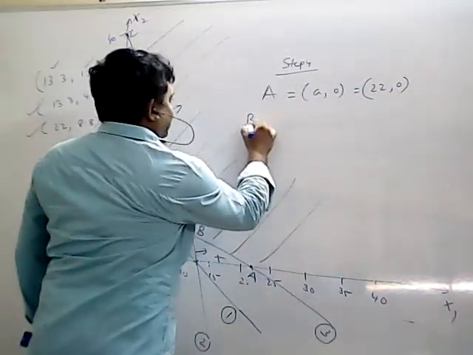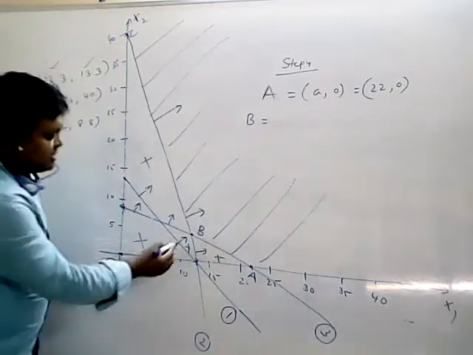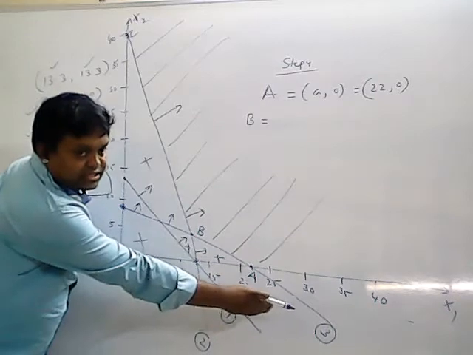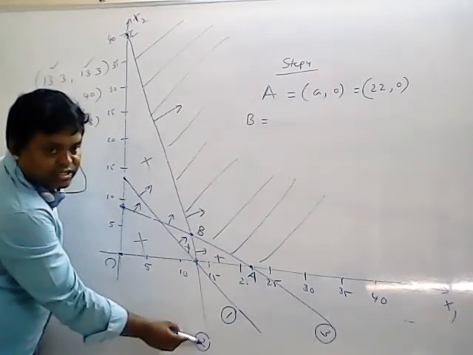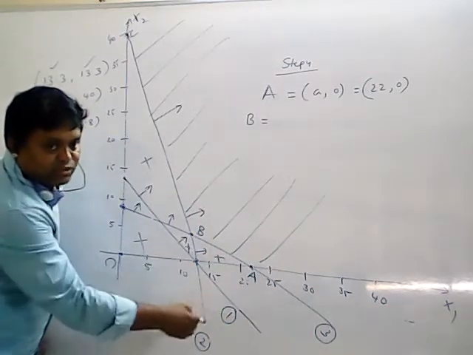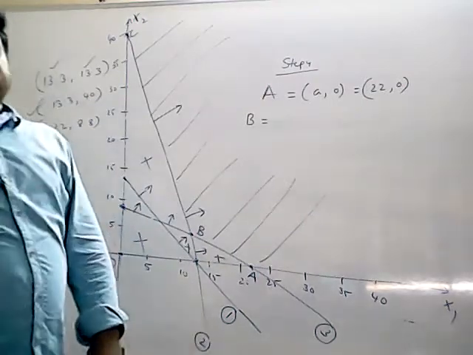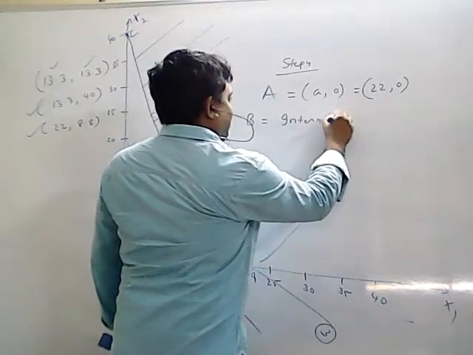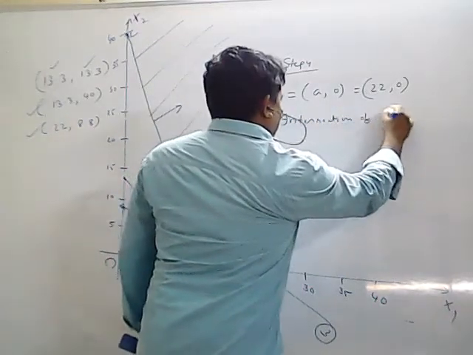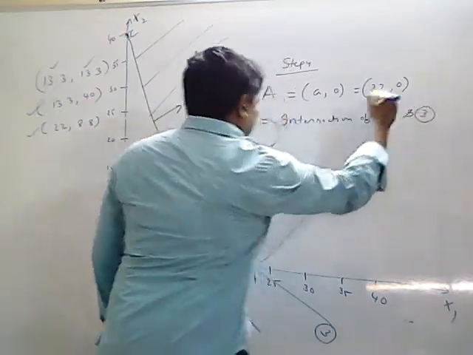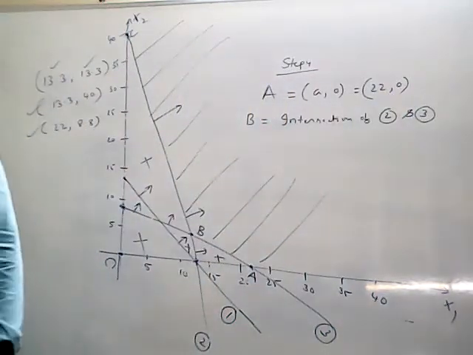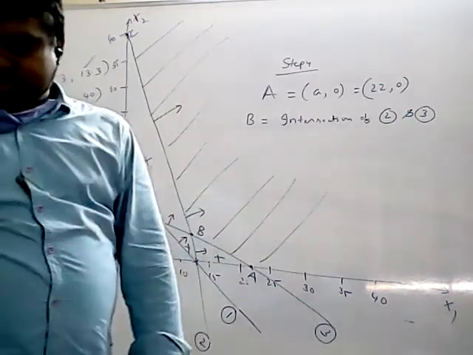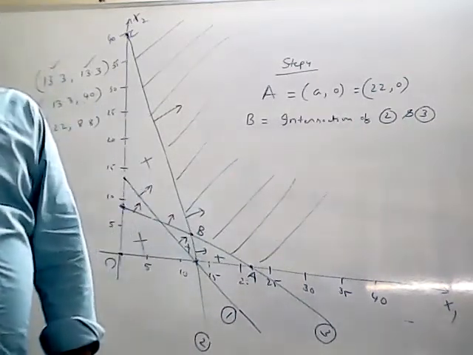Next, you have to identify the B point. B is important. B is the intersection of which lines? This line is equation 3 and this line is equation 2. So B is the intersection of equations 2 and 3, and if you solve the second and third equations, you will get the B point. Already equation 2 and equation 3 are with you from step number 1.